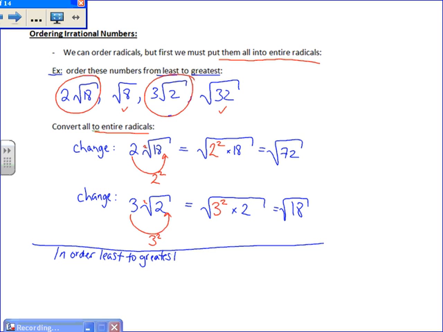will look like this. Well, the smallest number on the inside there is square root of 8, so it will come first. Okay, the next number after that will be the square root of 18. The next number will be the square root of 32. And the highest or largest number there is the square root of 72. So I put them in order and I'm done. Really easy way to do that. So change your mixed radicals to entire radicals so that you can compare them easily.